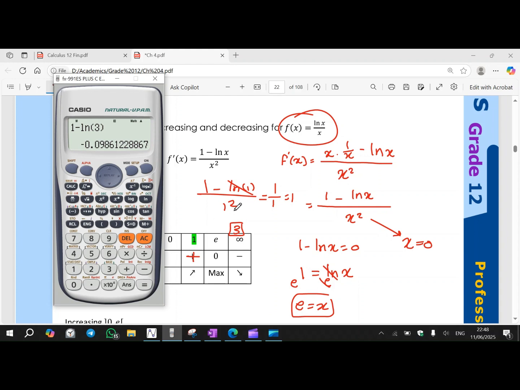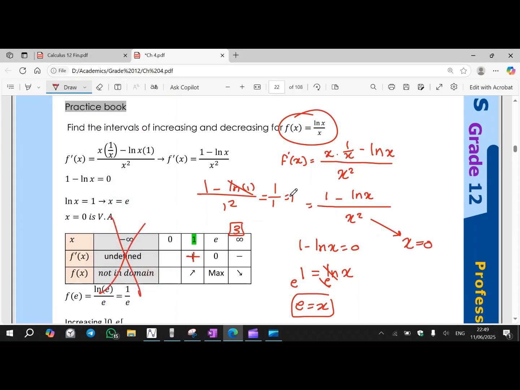The denominator is squared. It's always positive. That's why we don't care about it. Negative is decreasing. So this function is increasing from 0 to e, and it's decreasing from e to positive infinity. Then the maximum happens at e. If we input e here, the result will be ln e over e, which is 1 over e. 1 over e is the y value, and the x value was e, so e and 1 over e is the point where the local maximum occurs.